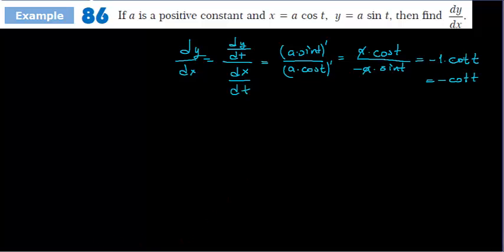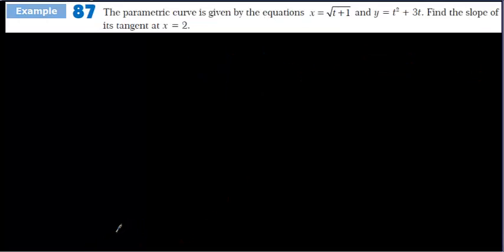Okay, and the next one here, find the slope at x is equal to 2, it says. Here is the important part. The x value is equal to 2. If x is equal to 2, t should be something different. What should it be? Let me find that one first.